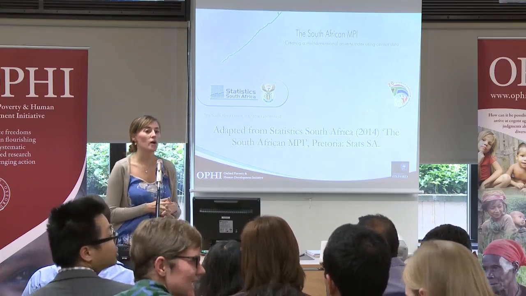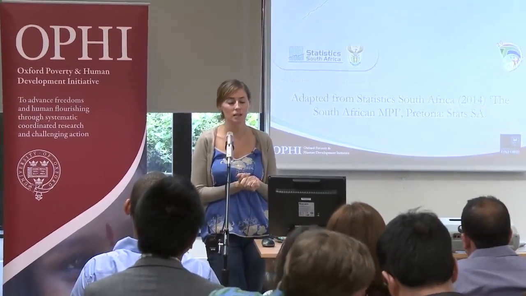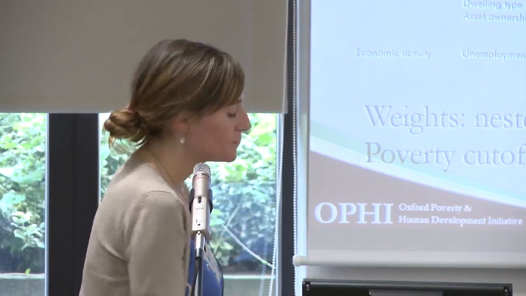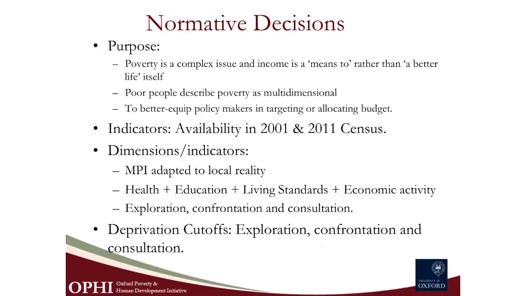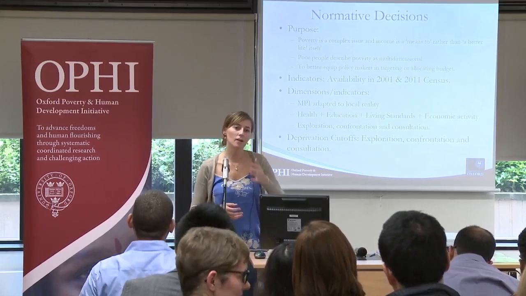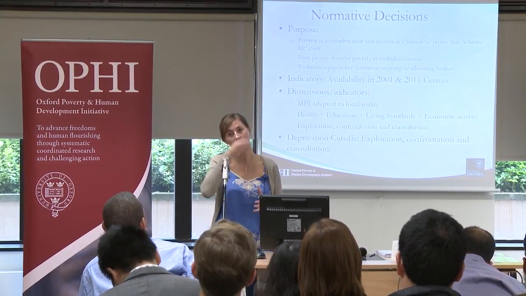So this is quite a more recent application. It was done by the South African Multidimensional Poverty Index, or what is usually known as SAMPI, and it was developed by the Statistical Bureau of South Africa. In the case of South Africa, they already had some kind of record in constructing multidimensional indices.